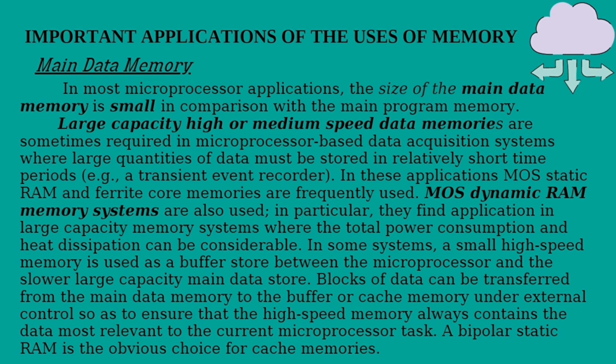In particular, they find application in large-capacity memory systems where the total power consumption and heat dissipation can be considerable. In some systems, a small high-speed memory is used as a buffer store between the microprocessor and the slower, large-capacity main data store. Blocks of data can be transferred from the main data memory to the buffer or cache memory under external control so as to ensure the high-speed memory always contains the data most relevant to the current microprocessor task. A bipolar static RAM is the obvious choice for cache memories.